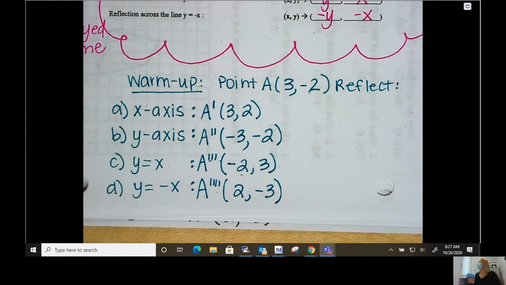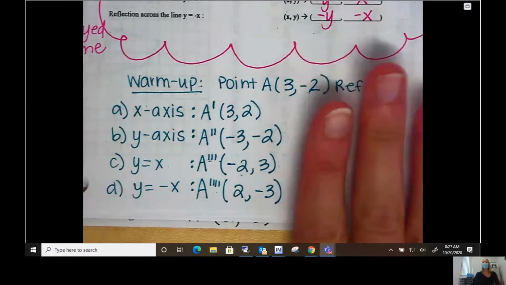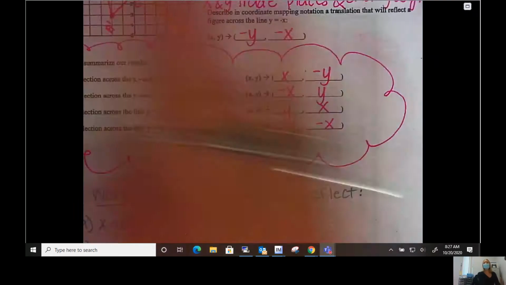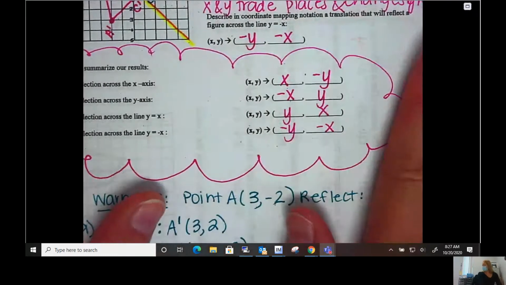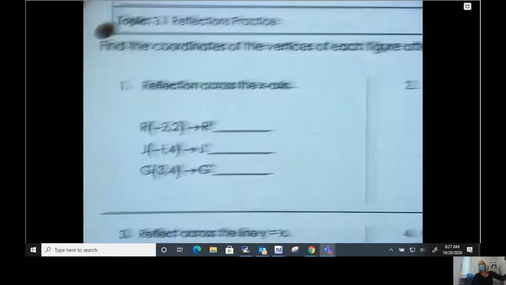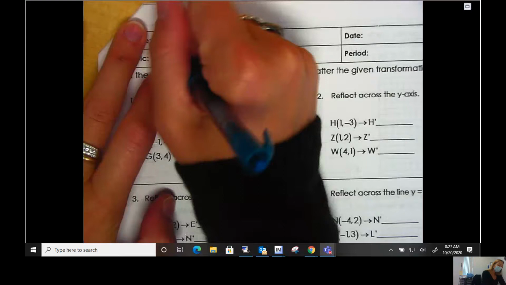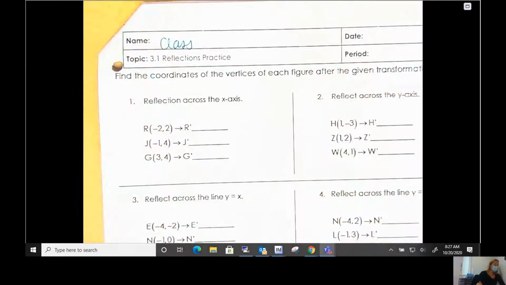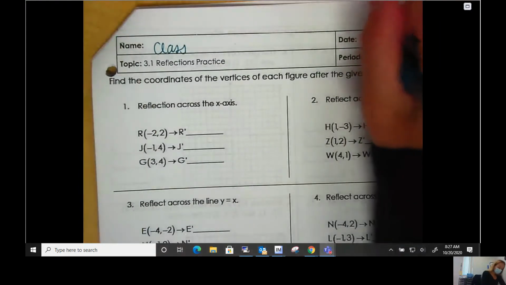Okay, so what we're going to do today is a little bit more practice with those reflections. So you're going to keep that paper out because these rules right here, this is gold. You don't want to lose that. That's your golden way to get everything right. So you should have grabbed from the back 3.1 reflections. Go ahead and put your name on it if you haven't already, and today's date, which is the 20th.